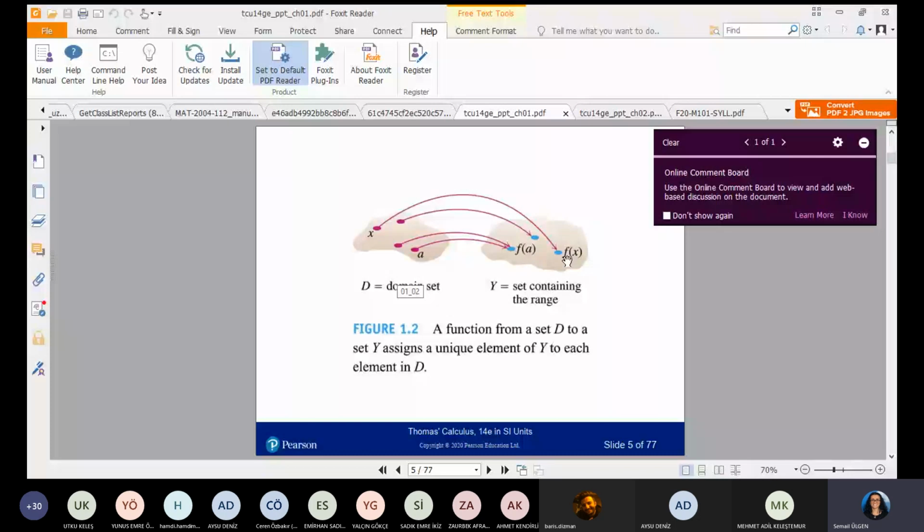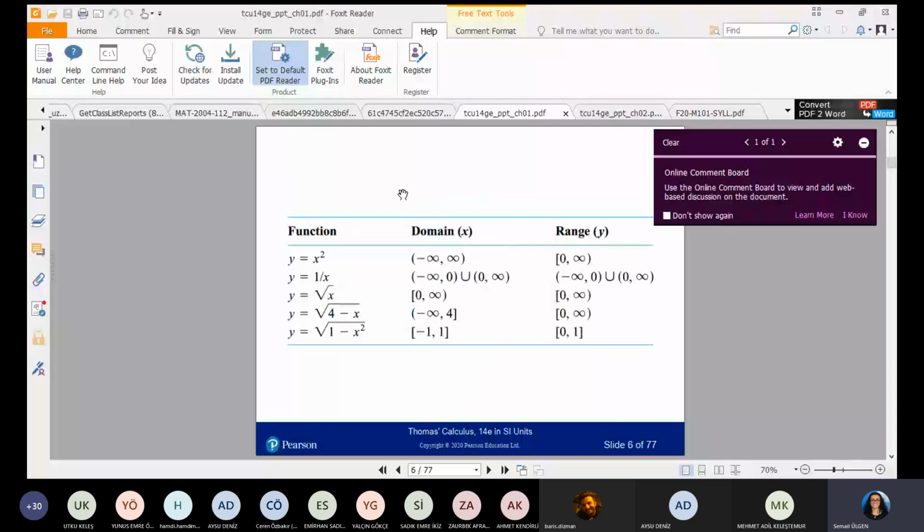So a function from a set D to a set Y assigns a unique element of Y to each element in D. You can consider this f as a machine like that. We have some very well-known functions. So we have a y is equal to x squared function.